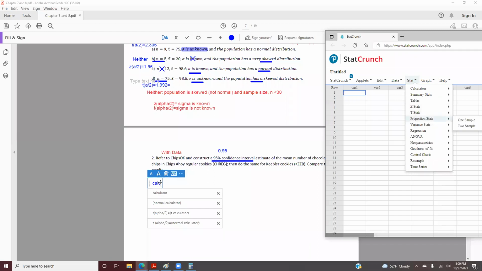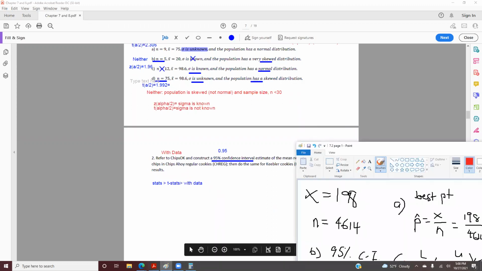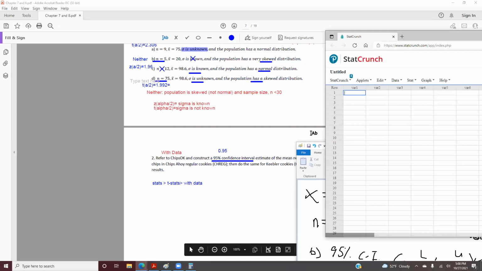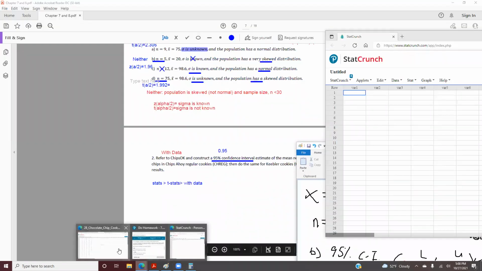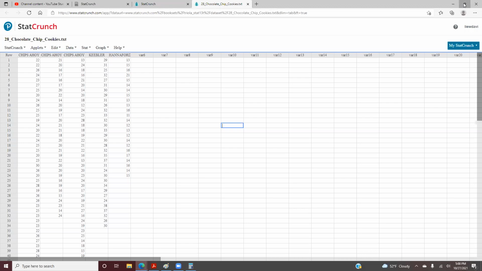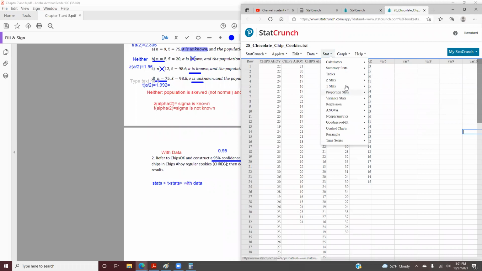So you go to stats, T-stats. You're gonna pick with data. The reason why this is with data is because the data is all imported into your StatCrunch. So we're gonna do the one with the data. So you go under stats, T-stats, one sample with data.